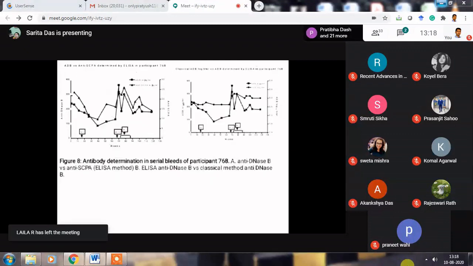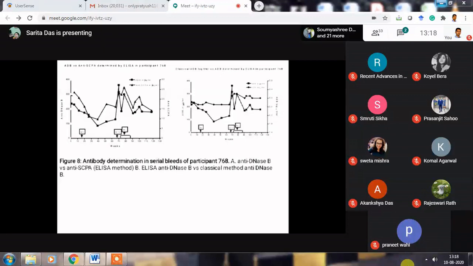So, this is another set of experiments that has been carried out in the participant. The previous one is Alabama 14, and here it is participant number 768.